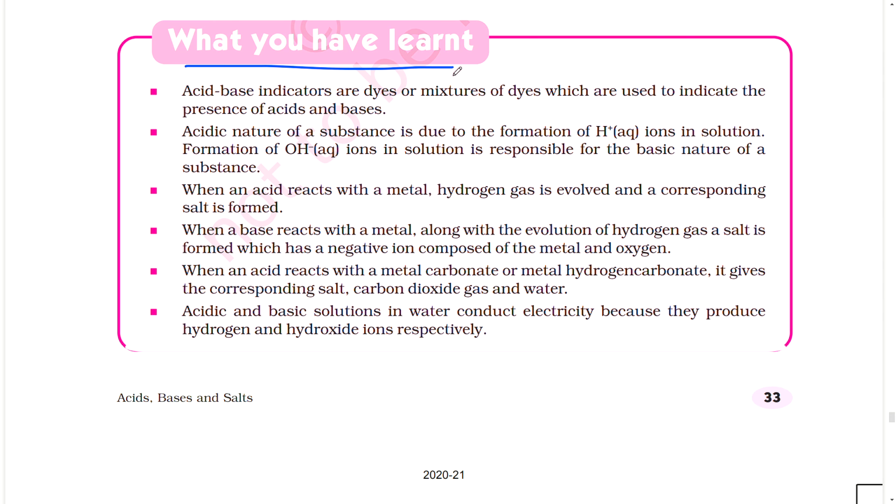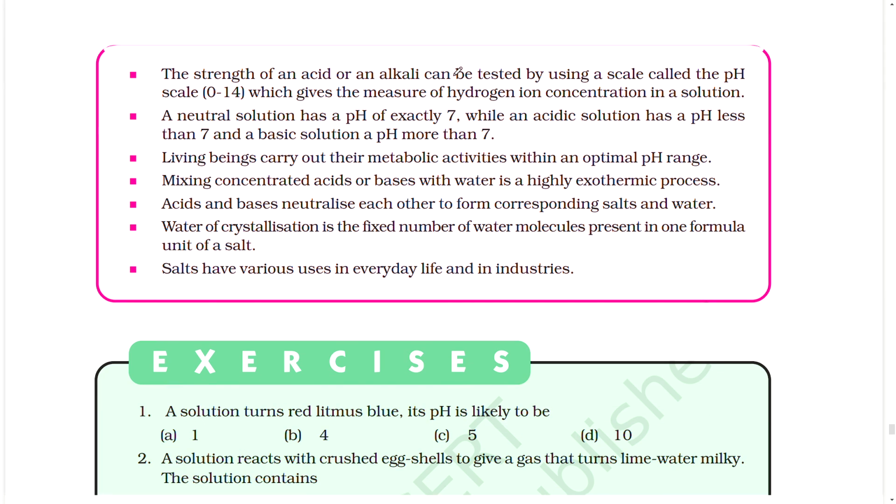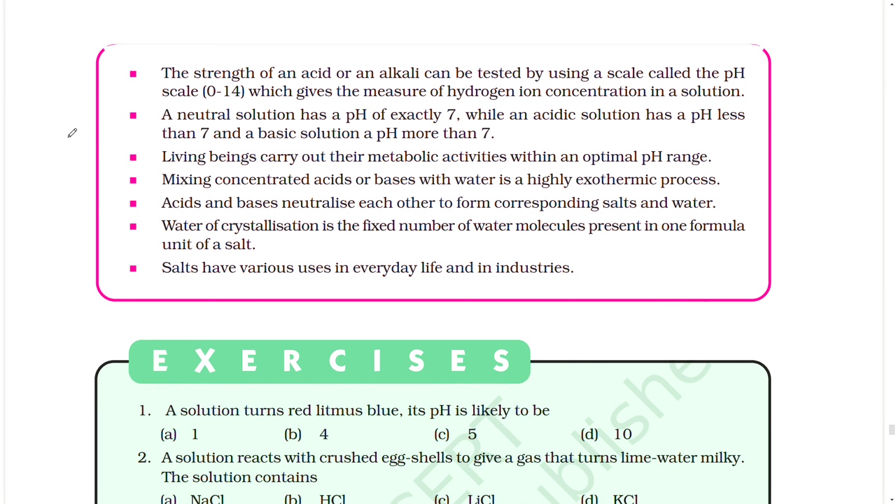When a base reacts with a metal, along with the evolution of hydrogen gas, a salt is formed which has a negative ion composed of the metal and oxygen. When an acid reacts with a metal carbonate or metal hydrogen carbonate, it gives the corresponding salt, carbon dioxide gas and water. Acidic and basic solutions in water conduct electricity because they produce hydrogen and hydroxide ions respectively.